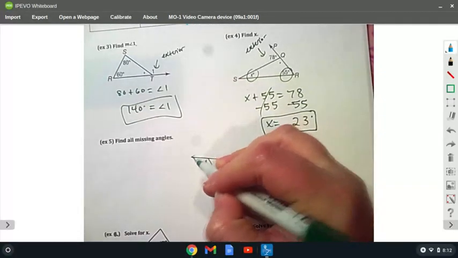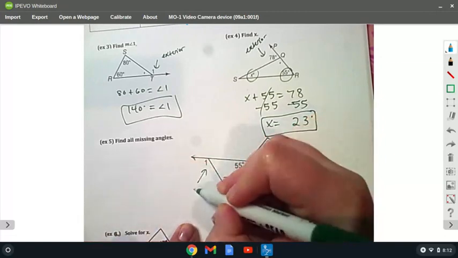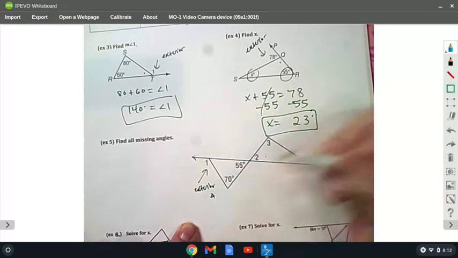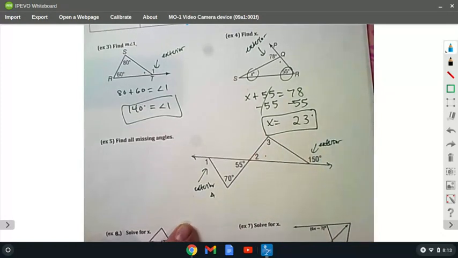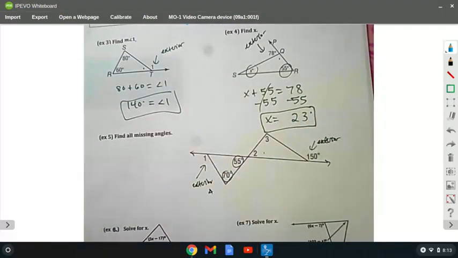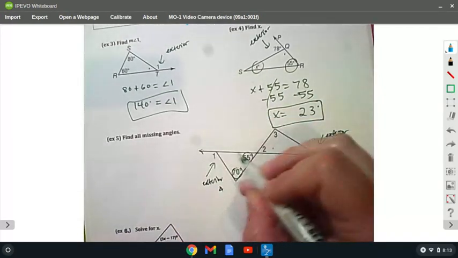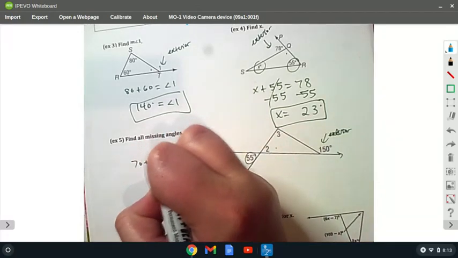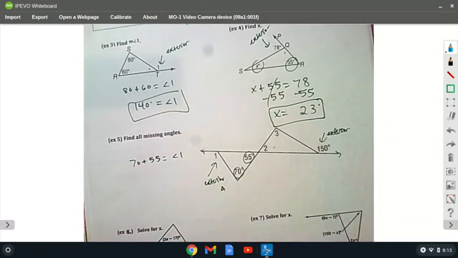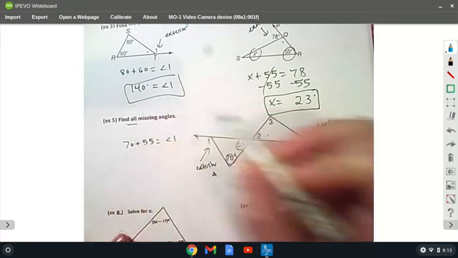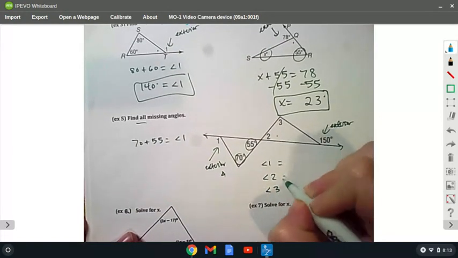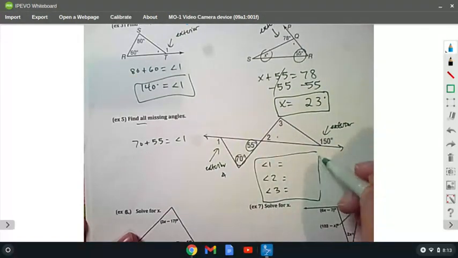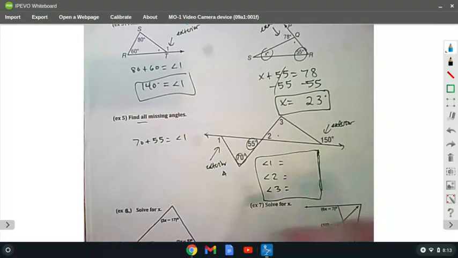So when I look at this bottom one, this is that little extension, so this must be my exterior angle. And I see another extension here, so that's got to be my exterior when I look at the other triangle. So that means these are my remote angles. So I'm going to add those, 70 plus 55. That should equal angle 1, which is my exterior. And they want me to find all missing angles. So I need to find angle 1, angle 2, and angle 3. Just going to write that down and box it so I remember I have to find all those things.